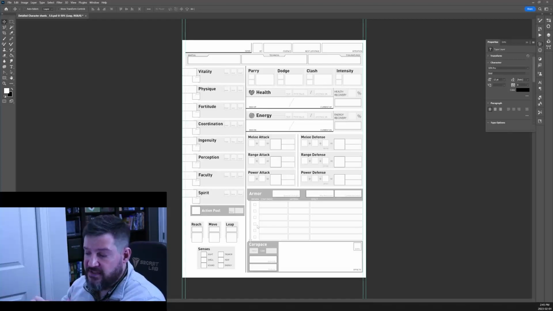And then below that, we have senses: sight, smell, sound, tremor, heat, and energy. So there are 6 essential senses. Sight would be the visual, smell would be olfactory, sound would be echolocation, tremor would be tremor sense, heat would be thermoception, and energy is kind of almost a telelocation or telepathic awareness of people and locations.